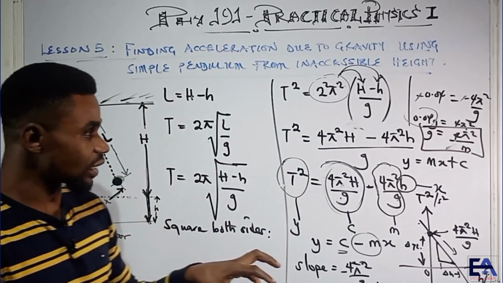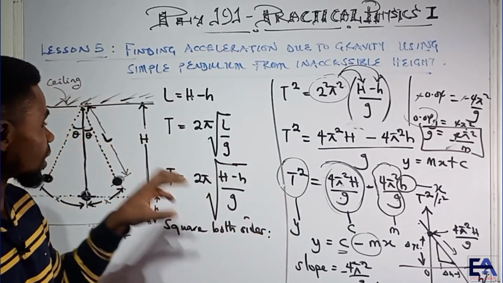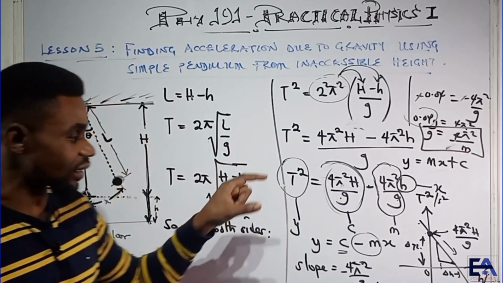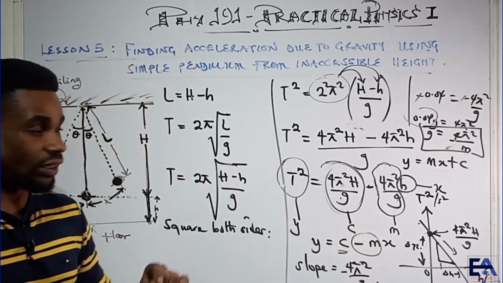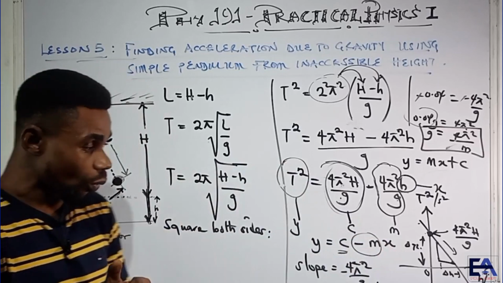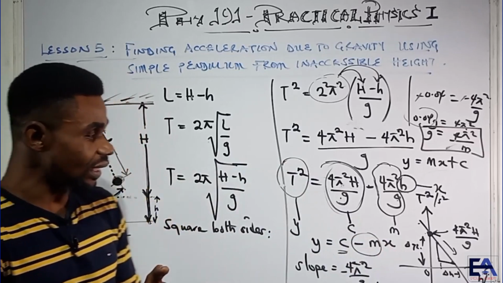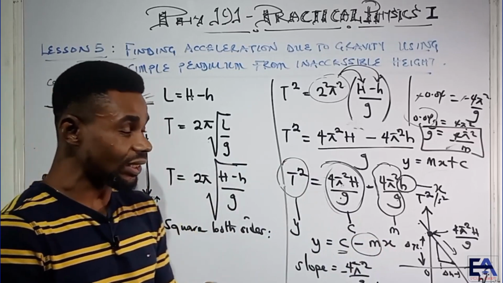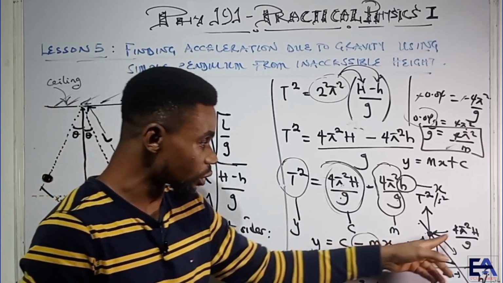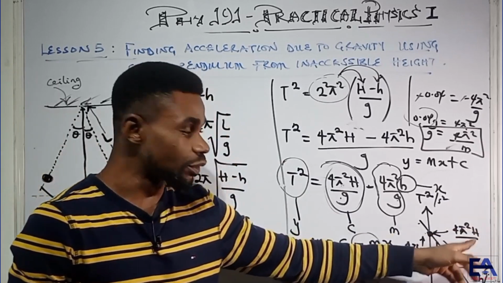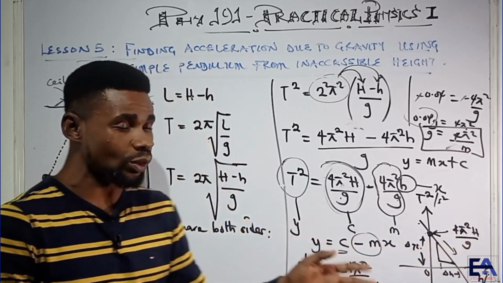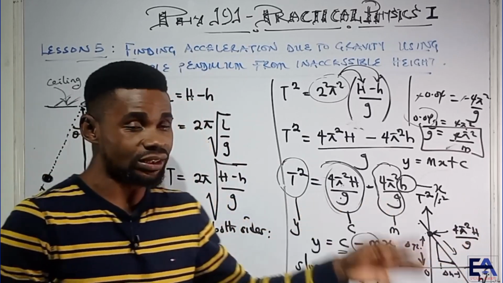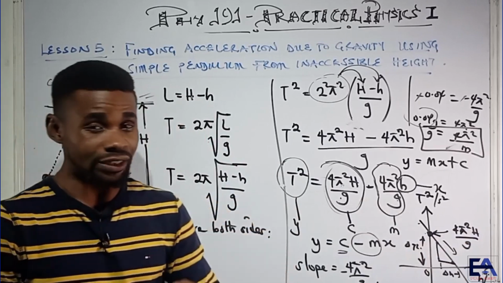So we derived that the graph of t squared against h has a negative slope. That's number one. Number two, we discovered that the intercept on the y-axis is equivalent to 4 pi squared, the height of the room, over g. So if you want to calculate the height of the room using this experiment, you can easily do so.